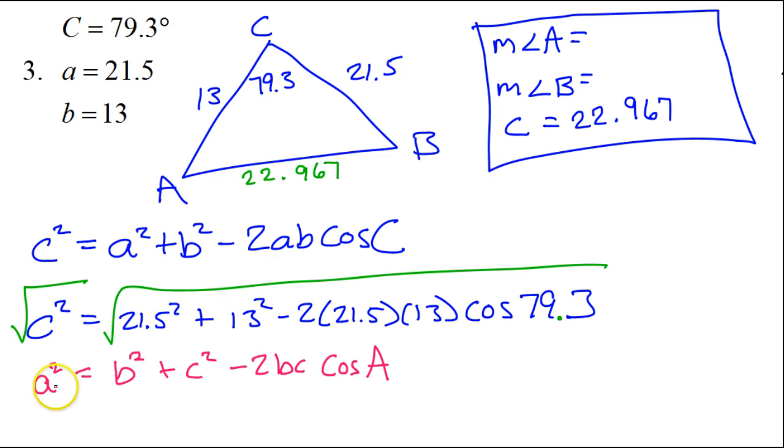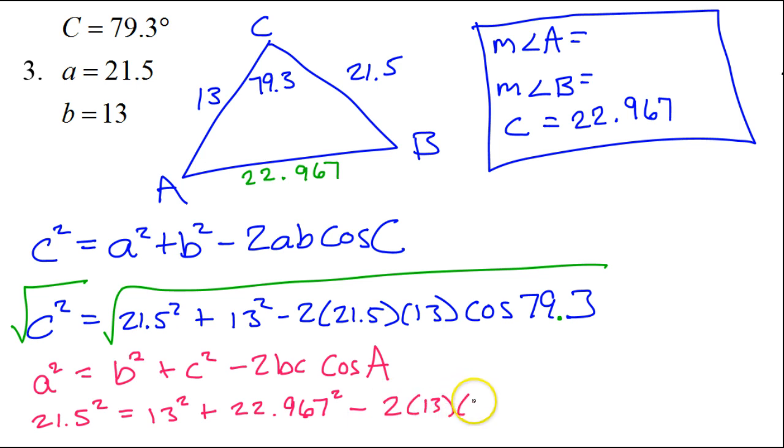Well, so A squared, so that's going to be 21.5 squared is equal to 13 squared plus 22.967 squared minus 2 times 13 times 22.967 cosine of angle A.